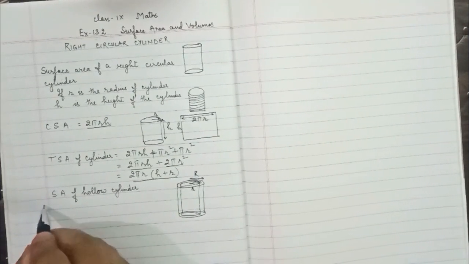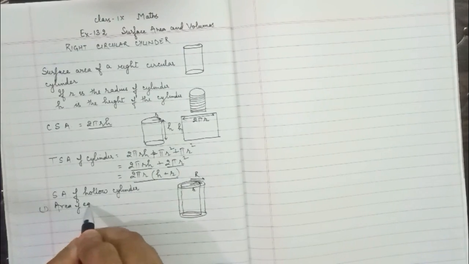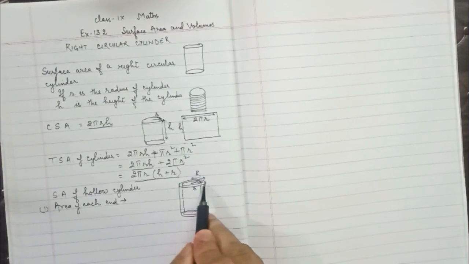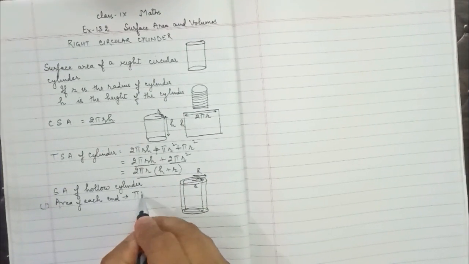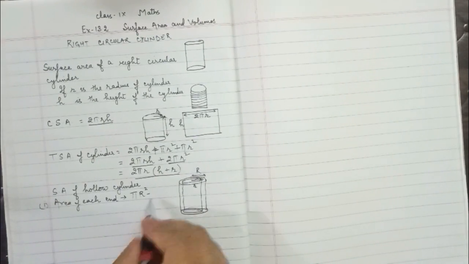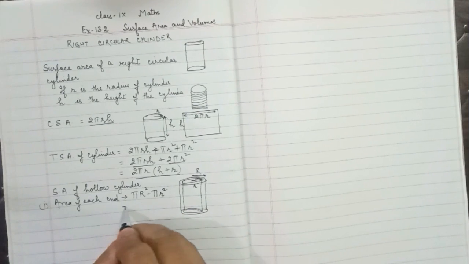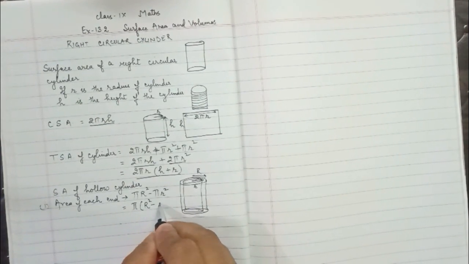The area of each end will be pi into the outer radius squared, pi R square, minus the inner one, that is pi small r square. We will take this pi common, and we will get pi times R square minus r square.